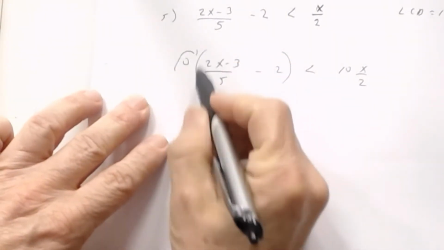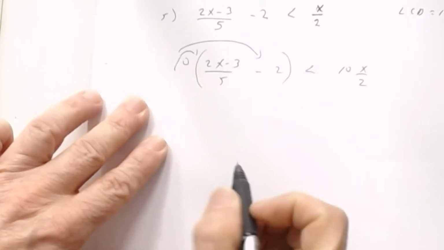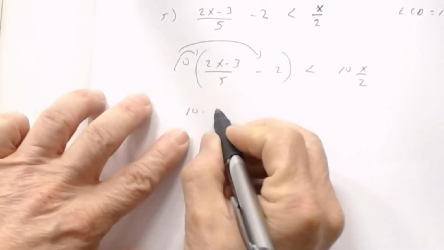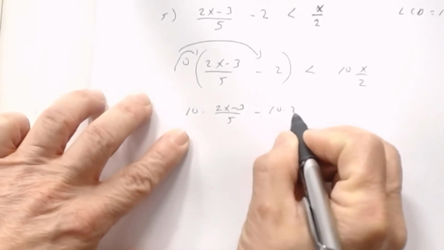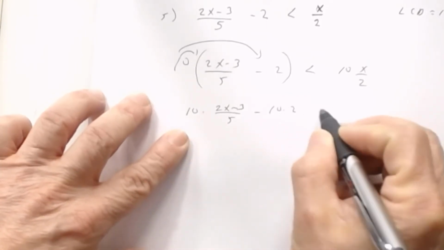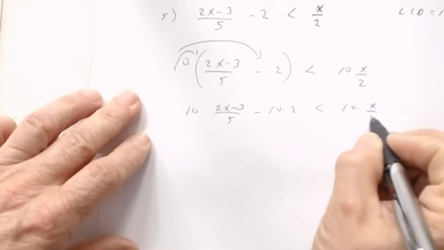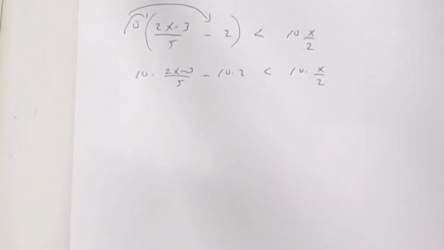So I'm going to say 10 times this fraction and then 10 times negative 2. So 10 times (2x minus 3) divided by 5 minus 10 times 2, just like this. It's less than 10 times x divided by 2. So that's where I'm at.